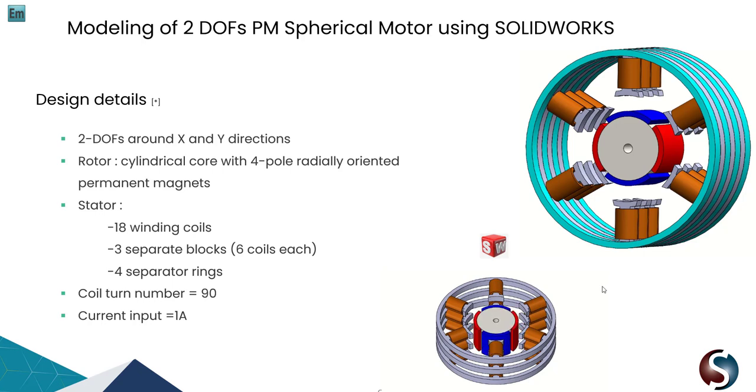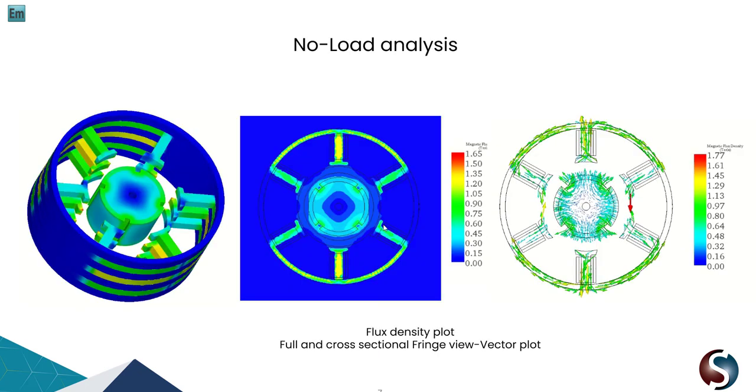And each coil has 90 turns and 1 amp of current when they're excited. Okay, so to understand the nature of the motion, we ran a no load analysis, which means that there is no current in the coils.